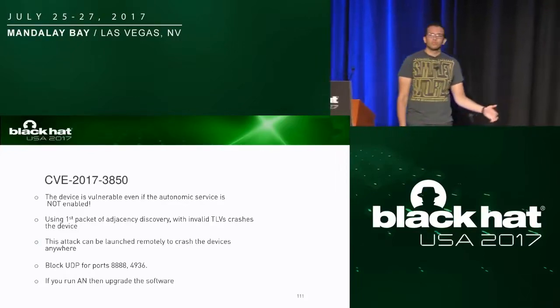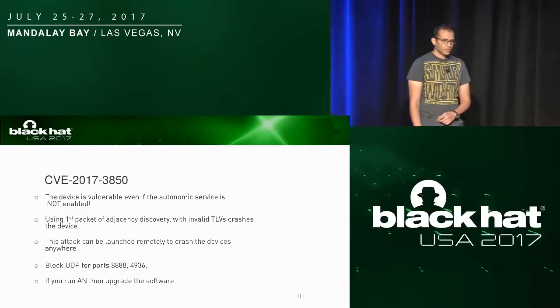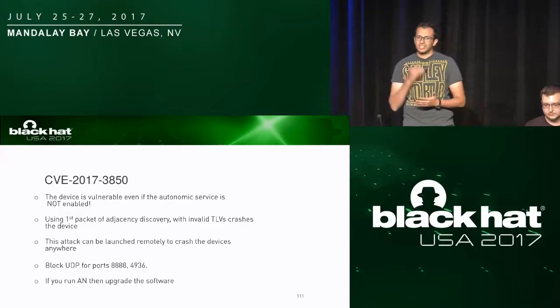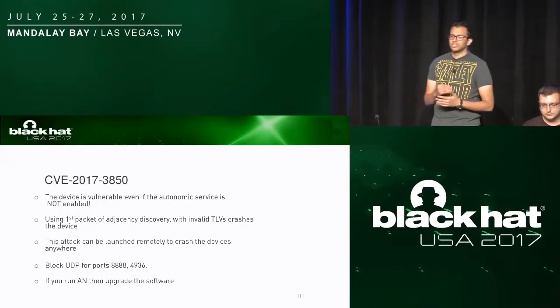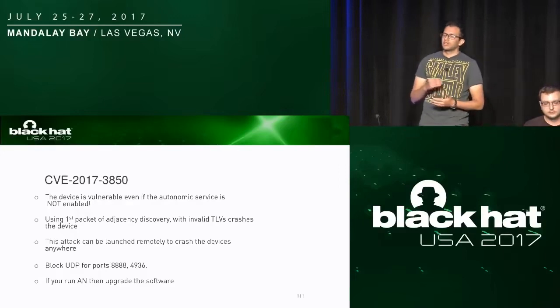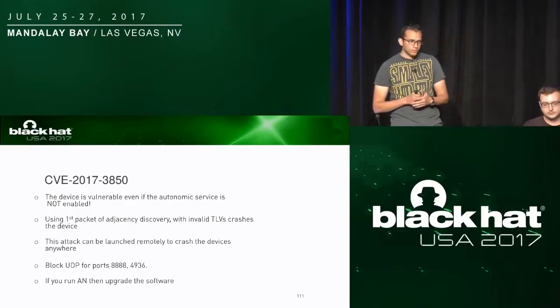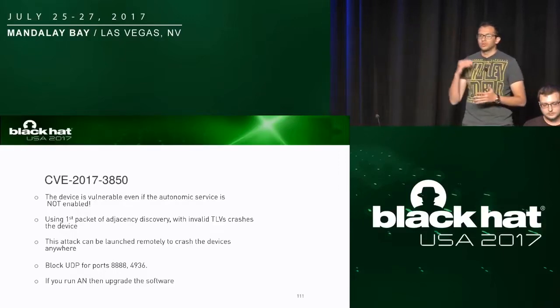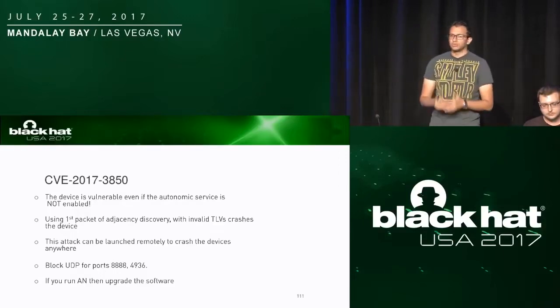Autonomic services have been in the market for 3 years now. If you would like to stop this attack, you need to put an access list on each and every reachable IPv6 interface to drop anything on ports 4936 and 48. Else, the device can be crashed. Link local or remote or globally, it will be crashed.